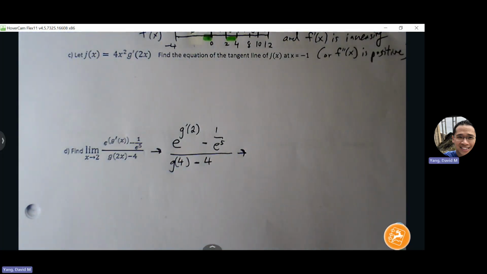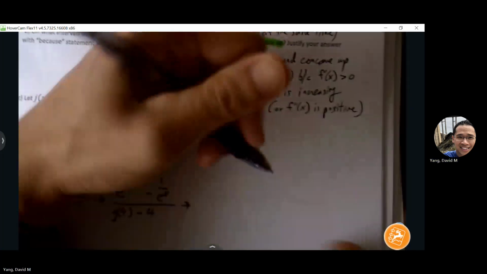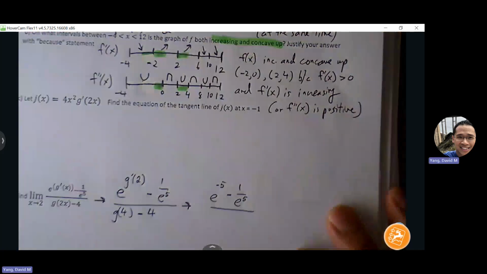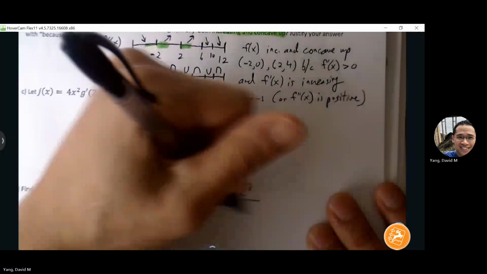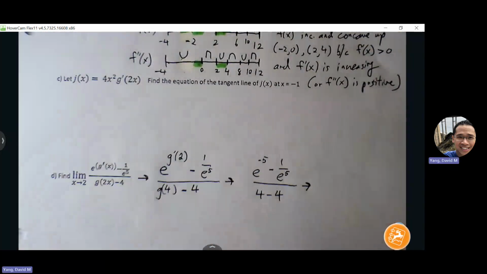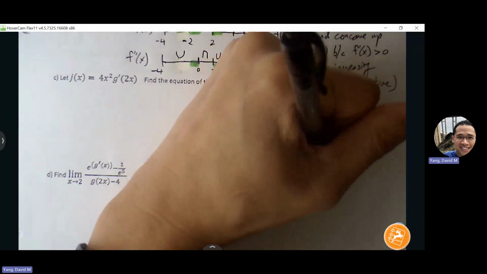Okay, how can I find g prime of 2? Table. G prime of 2 is -5. G of 4, I also need that as well. G of 4 is... okay, so what do I get as a result? 0/0. So that gives me a green light to do what? L'Hopital's rule.